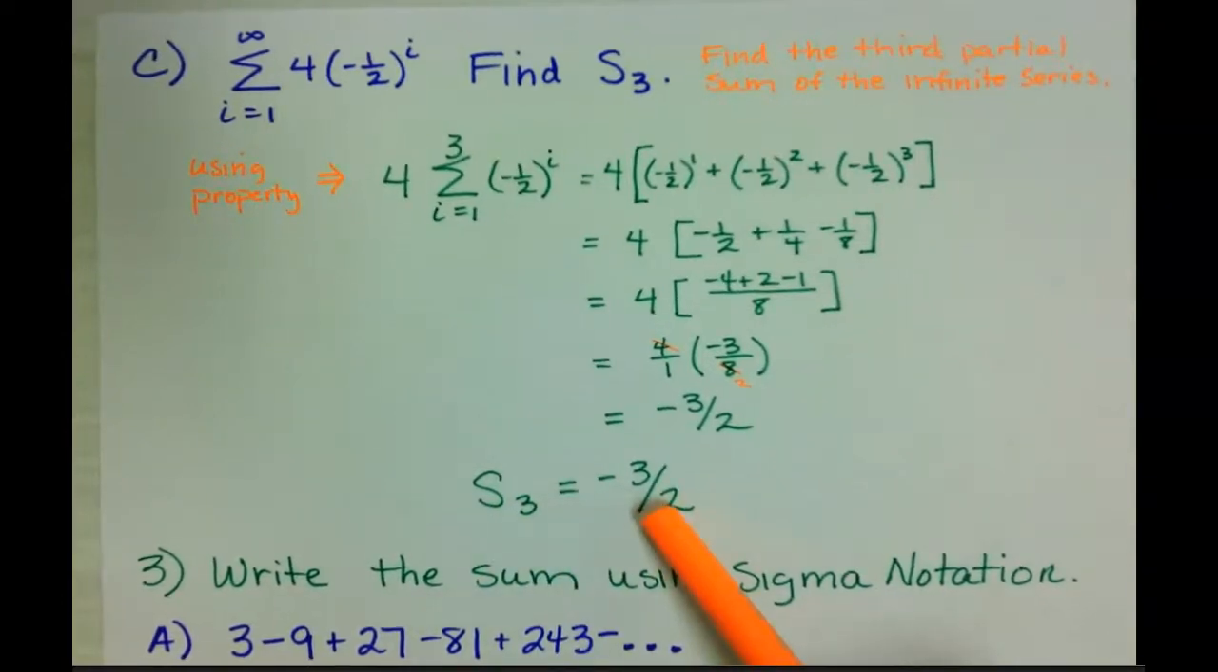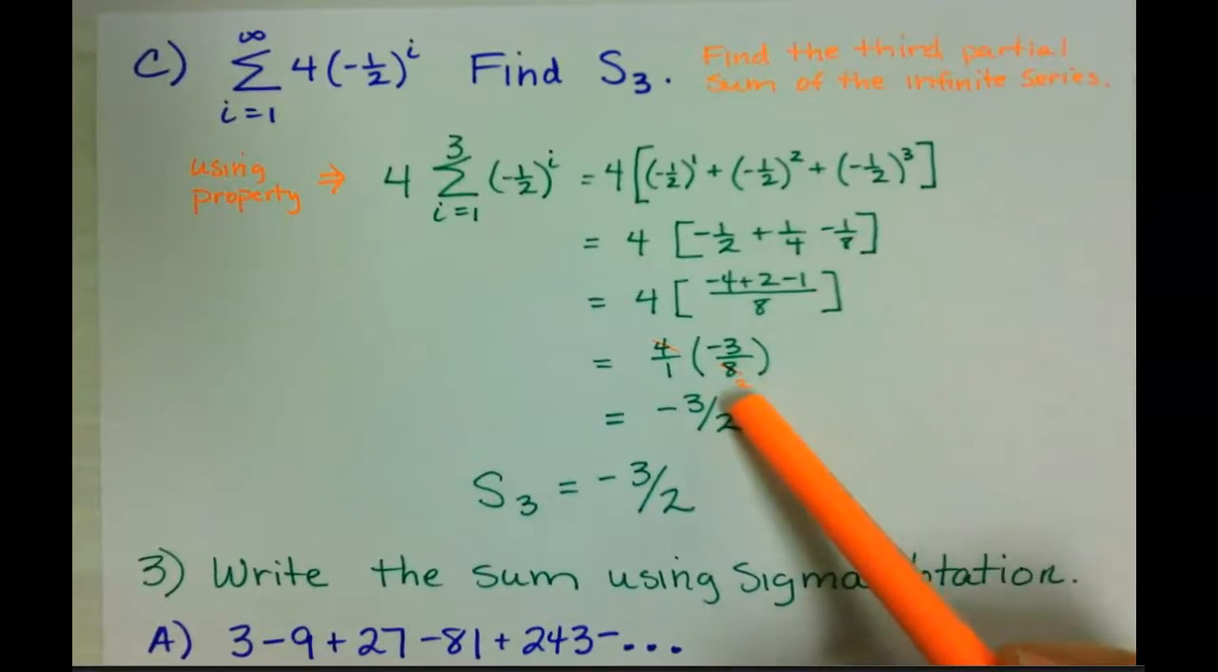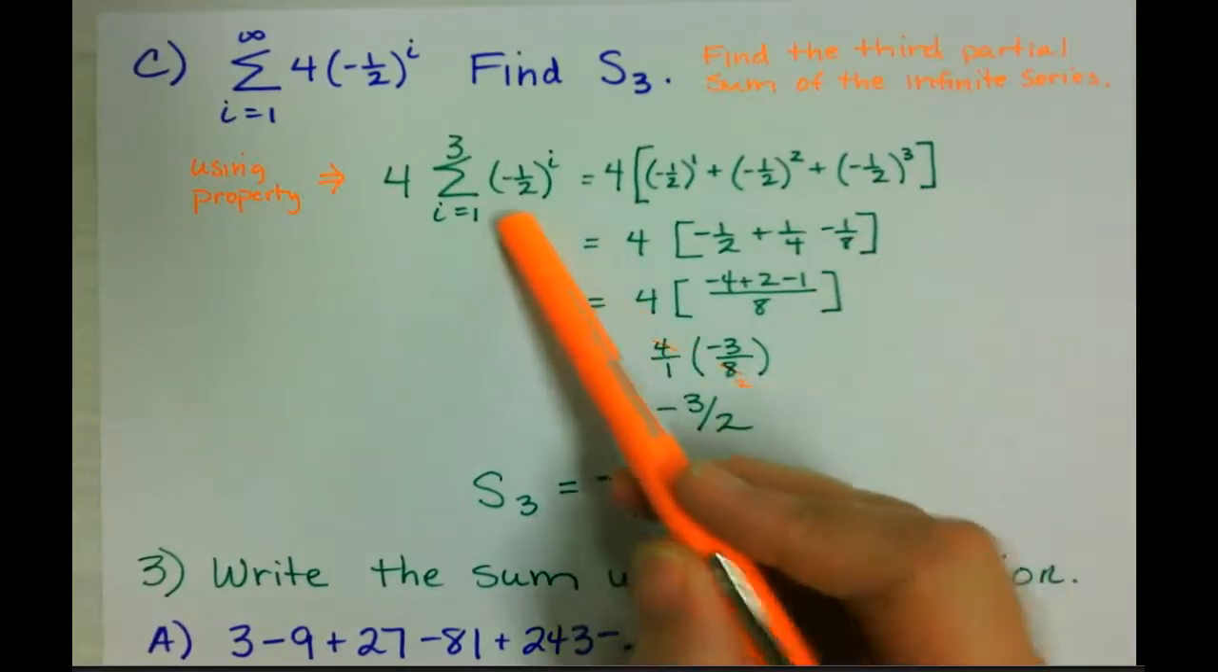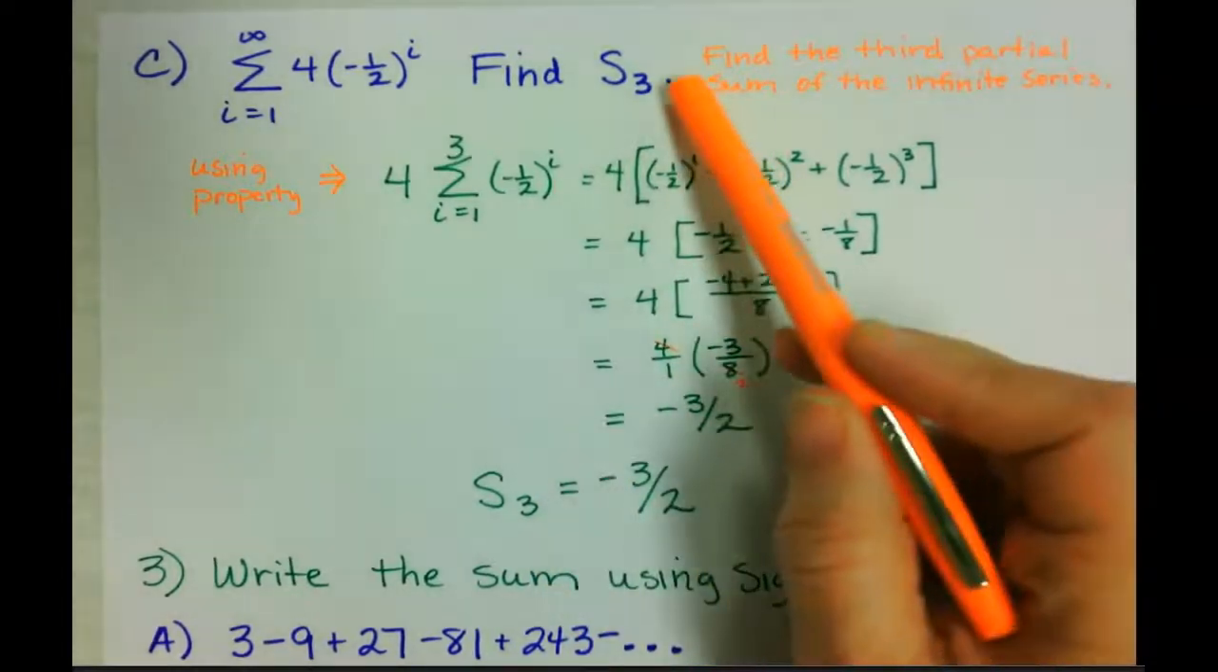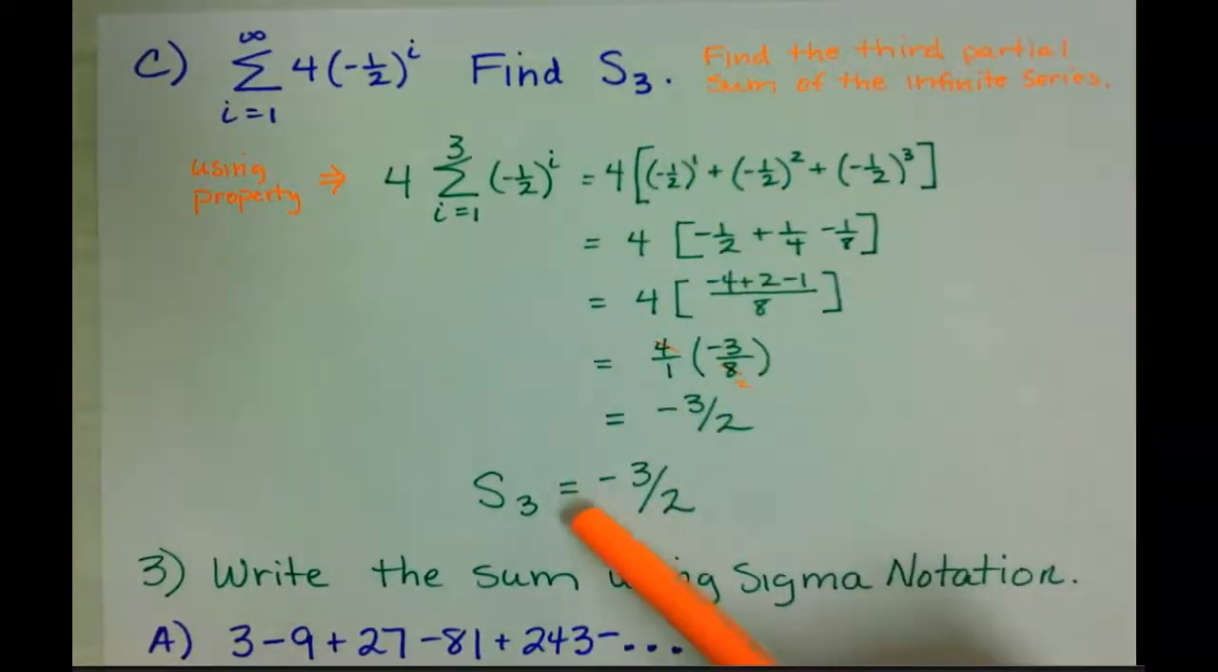is negative 3/2. So this is me working through using the sequence in the summation, and this is how we would write our answer at the end, the third partial sum. Notice it states that in the question. It's always a good idea to state your answer in whatever direction it takes you in the question.